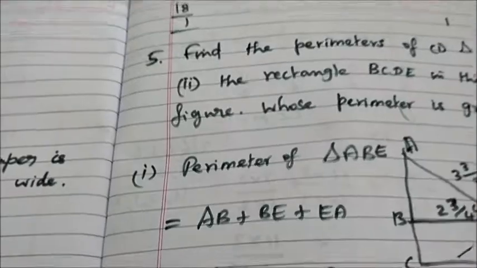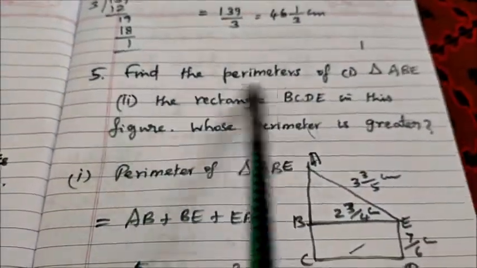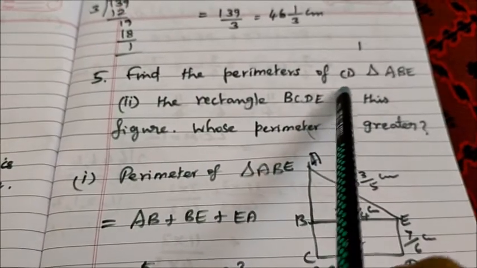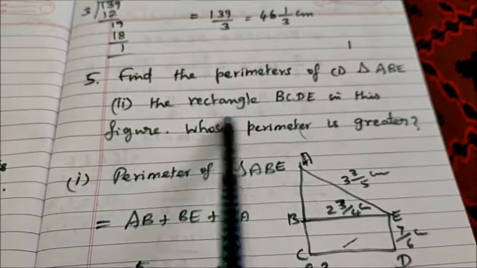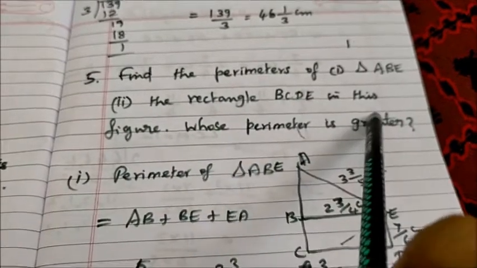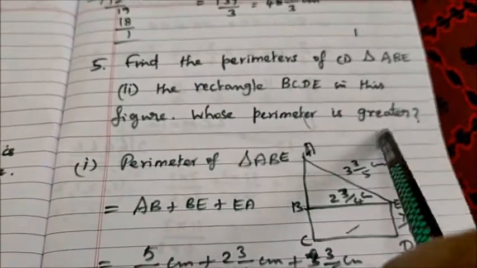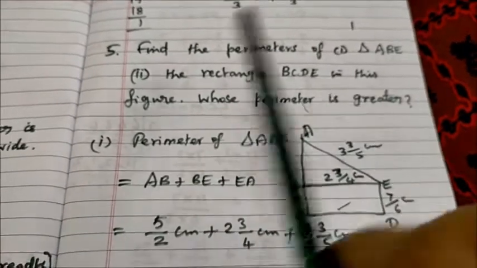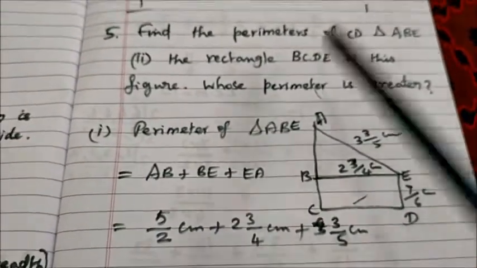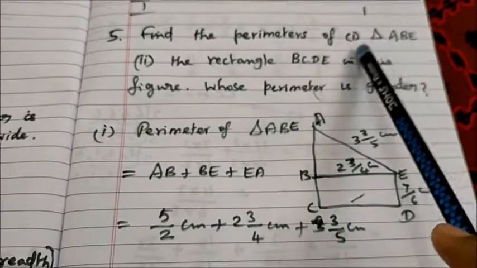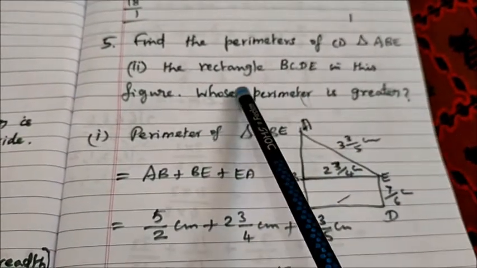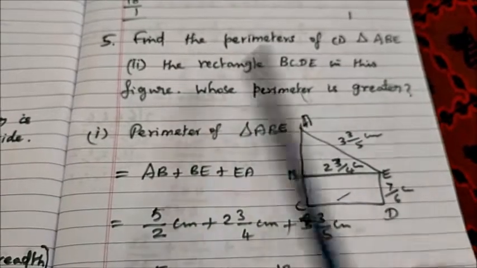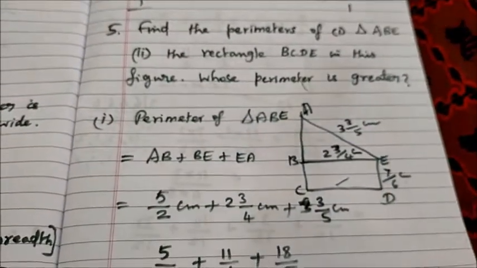That's all. Okay, fifth sum is: find the perimeter of triangle ABE, first division, and second division the rectangle BCDE. In this figure, whose perimeter is greater? They have asked whose perimeter is greater. So we have to find separately the perimeter of the triangle and the perimeter of the rectangle, and then compare the two figures, which one is greater.